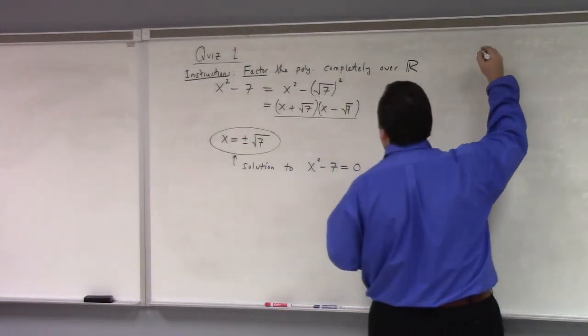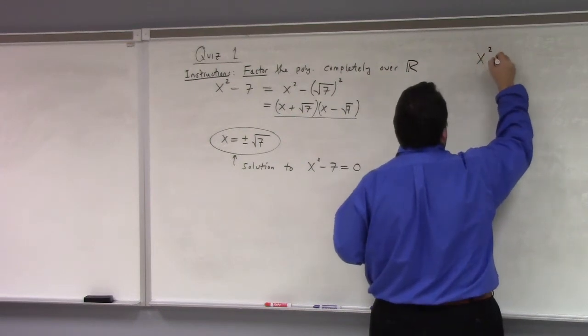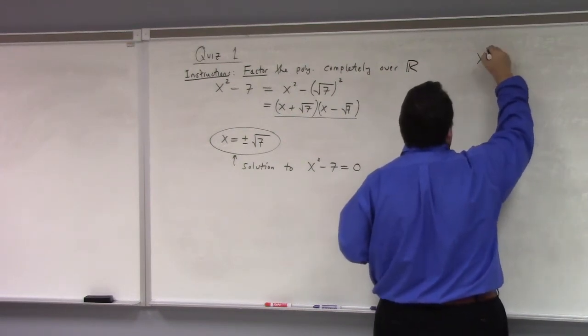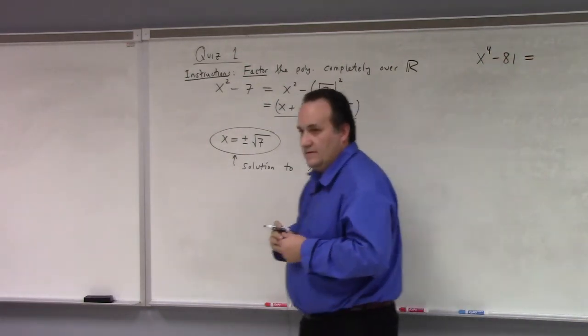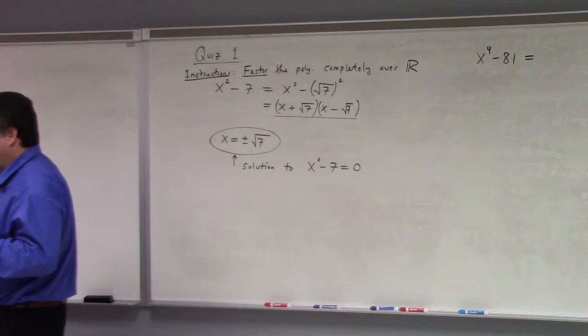Here's another one. Not x squared, but x to the 4th minus 81. Let's talk about that one. A lot of you had that one or something like it.